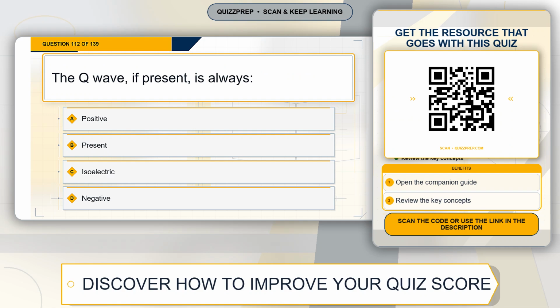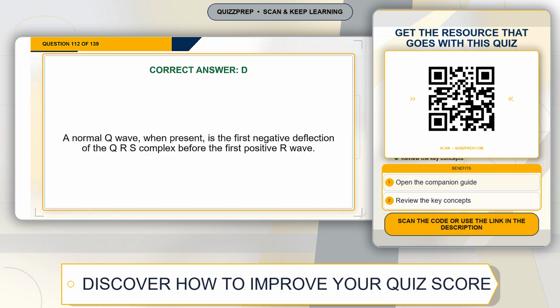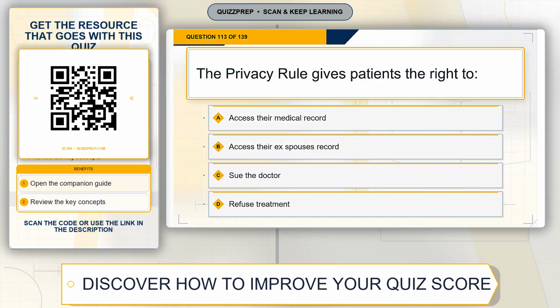Question 112. The Q wave, if present, is always Option A, positive. Option B, present. Option C, isoelectric. Option D, negative. The correct answer is option D, negative. Explanation. A normal Q wave, when present, is the first negative deflection of the QRS complex before the first positive R wave.